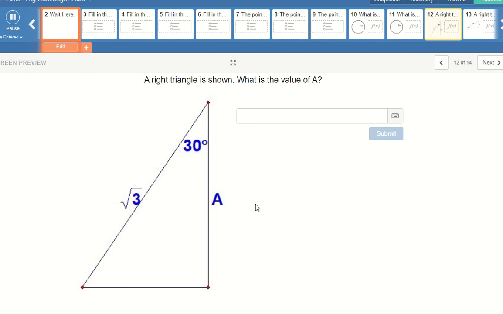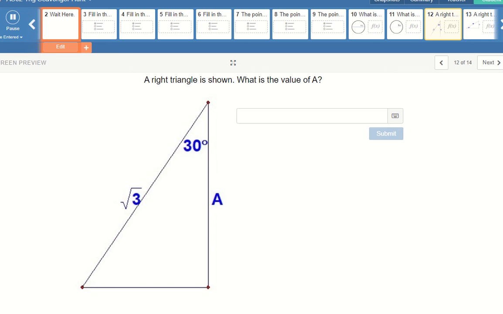All right, a triangle is shown. What is the value of A? What is this leg next to the 30 degrees? Now remembering that this is the right angle, so opposite the right angle is the hypotenuse. Then we're looking at 30 degrees and we're trying to find A. The A is the adjacent leg to this angle, right? Adjacent, and we have the hypotenuse.